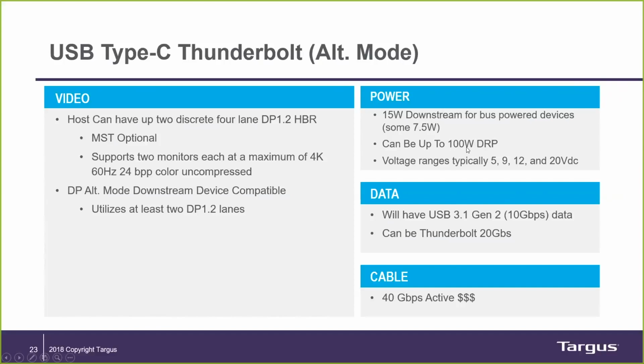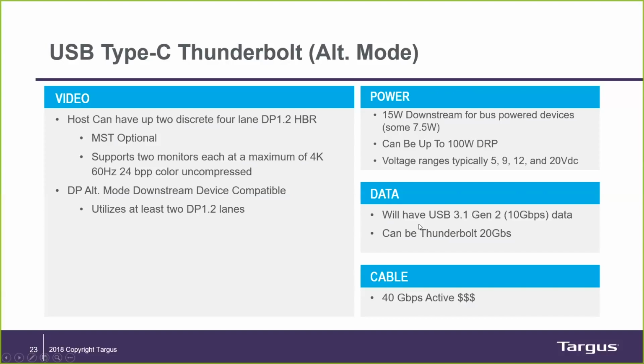It can be up to 100 watts of dual role power. Keep that in mind. Voltage ranges typically on Thunderbolt ports are 5, 9, 12, and 20. Don't see a lot of 15 out there. That's a longer story and it has to do with the Intel reference designs. From Targus, you're going to see we're supporting the full range, all the voltages that are popular out there.